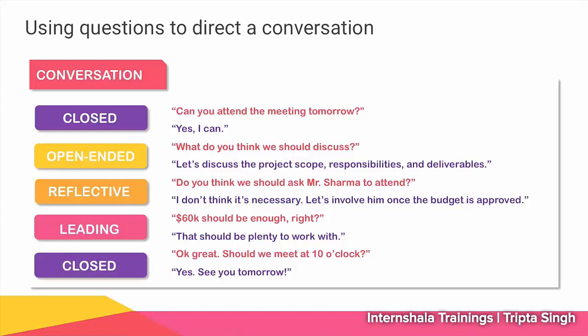Now you should have a good idea about how asking specific types of questions can help to kickstart, steer, and conclude a conversation so that it remains on track.